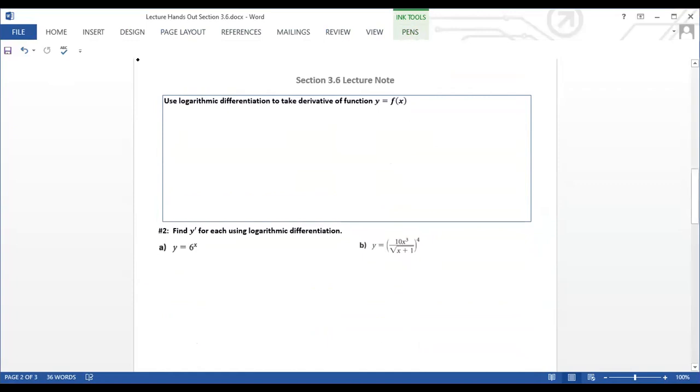Okay, so now we have 4 steps here. So like, let's see the number 1 here. We say, let's take natural log both sides of y equal to f of x. So basically what you do here, you say, hey, I'm just taking the log of both sides. So this is natural log y equal to natural log f of x.